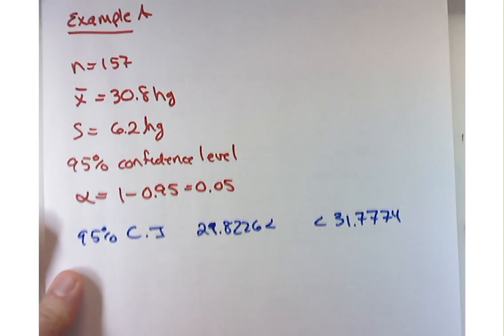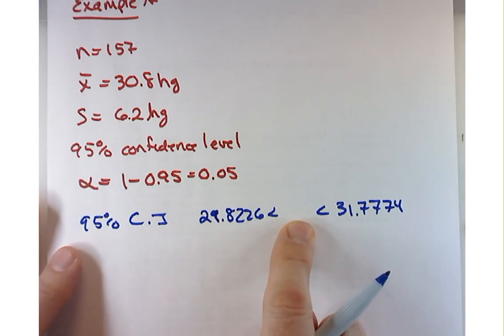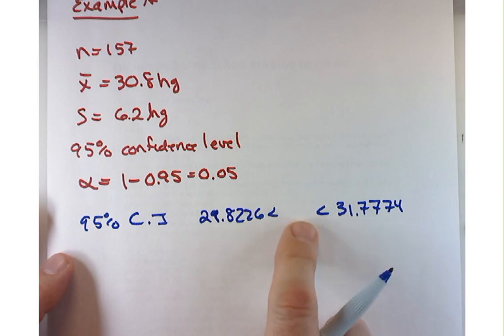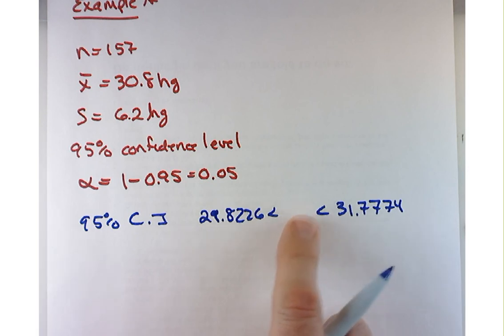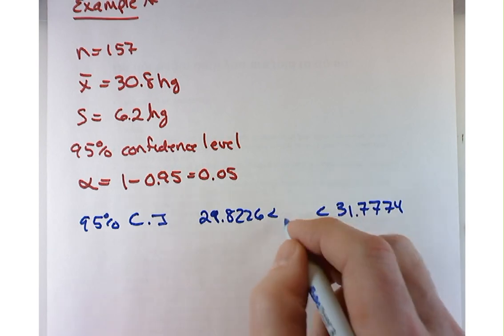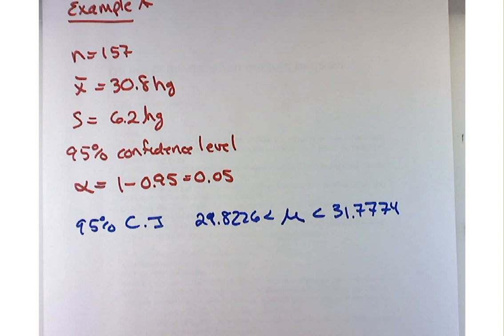Now my question to you is, what notation should I put in the middle? What are we trying to find a confidence interval for? Parameter. Yeah, you should always put a parameter in here. In this case, which parameter should I use? Mu. Nice.